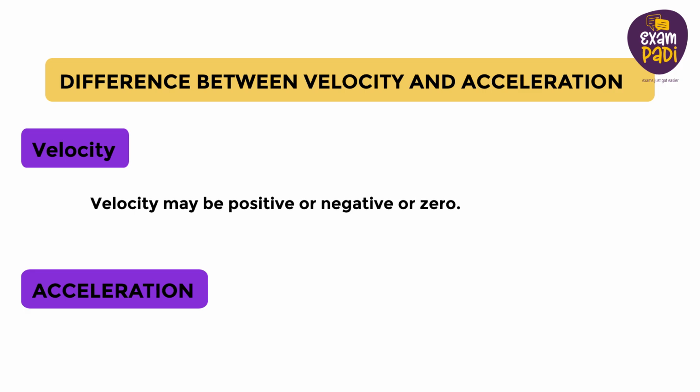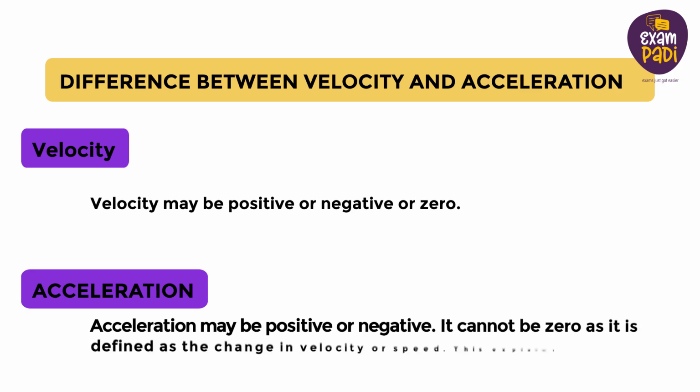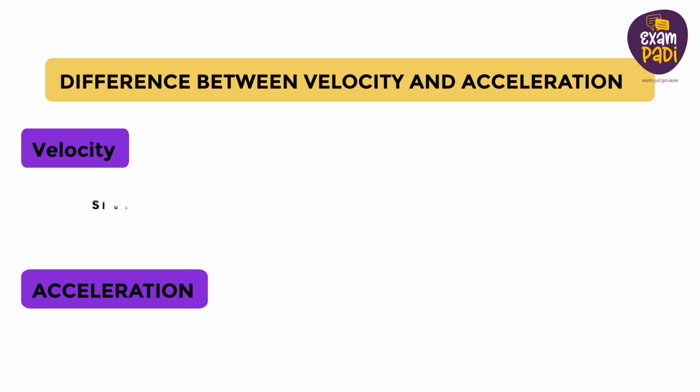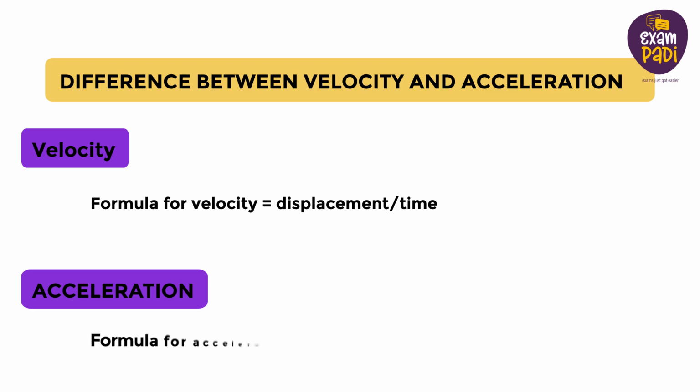3. Velocity may be positive or negative or zero. But acceleration may be positive or negative. It cannot be zero as it is defined as the change in velocity or speed. This explains that there should be some motion for acceleration. 4. The SI unit of velocity is meter per second, while the SI unit for acceleration is meter per second square. 5. The formula for velocity is displacement over time, but the formula for acceleration is velocity over time.